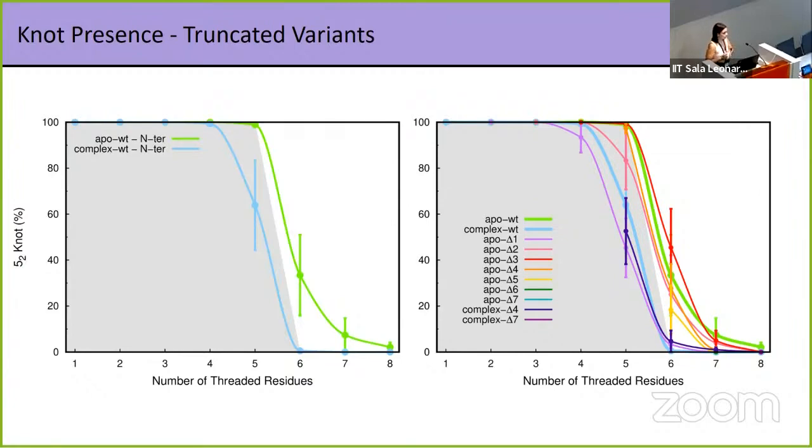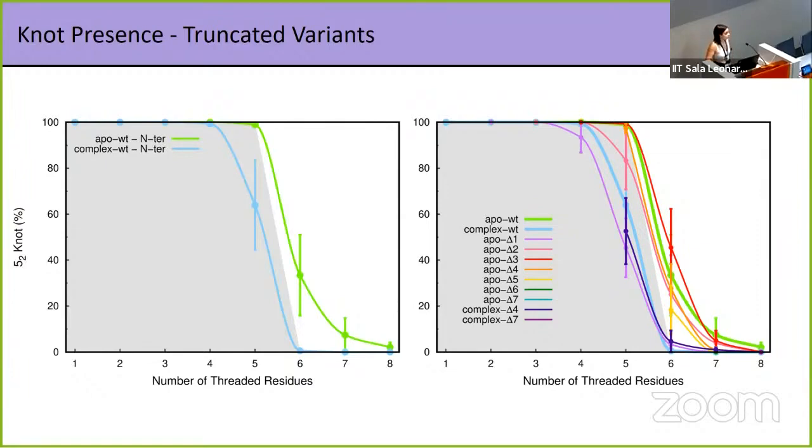However, when we looked at the complex form, we decided to change this approach a bit, and we only made 2 truncated variants because we were trying to save some computational cost. Then we chose the 4th and the 7th ones because, as you can see here on the left, these are the residues that are immediately before and after the knot's abolishment, if you can say so.